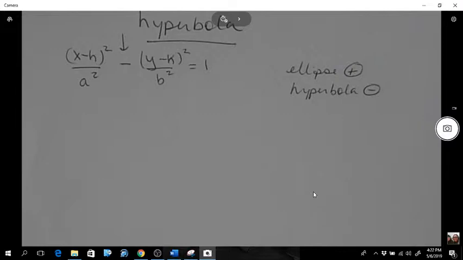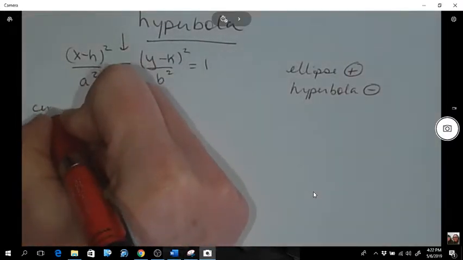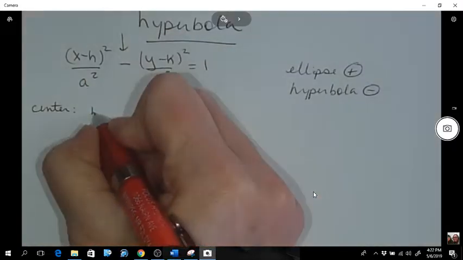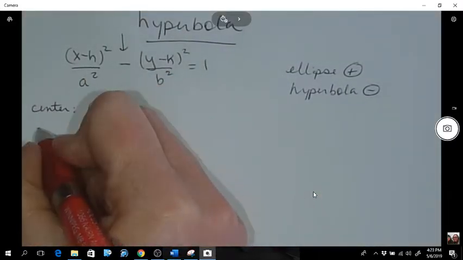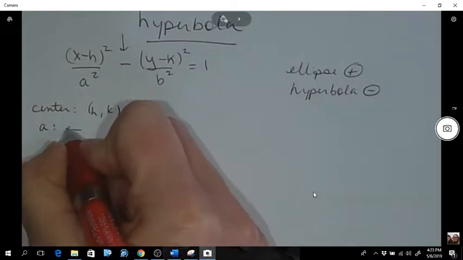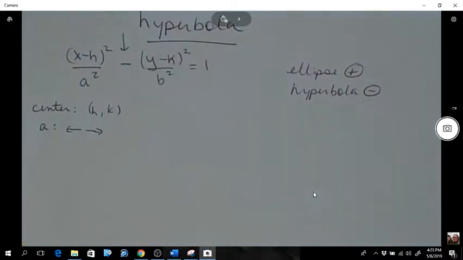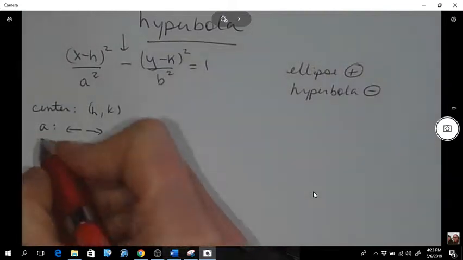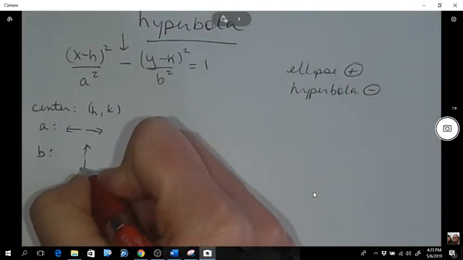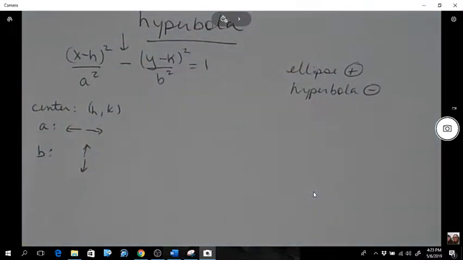Okay, so let's analyze it. We're going to do the same kind of front work as ellipse. The center is (h, k). Our a is going to be the distance out left and right from the center, and b is going to be the distance out from the center up and down.